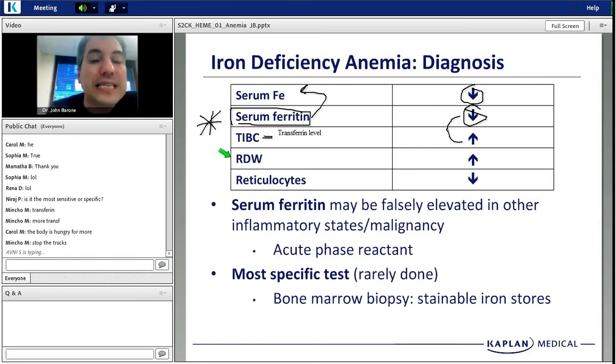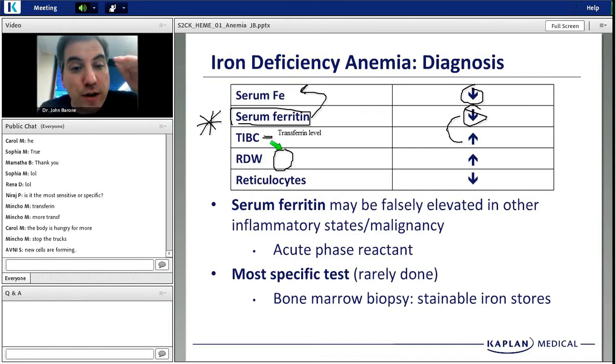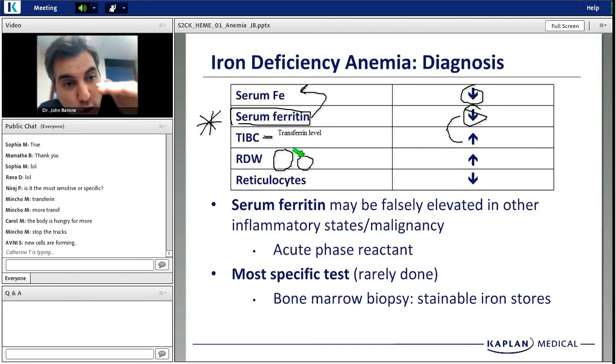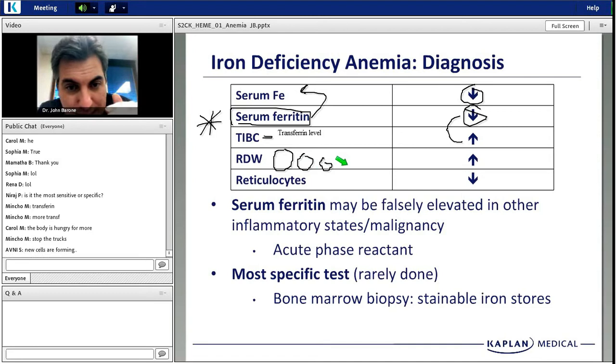Why is there anisocytosis? Well, remember, when you started out, you were normal. So you were making nice, beautiful, normal size red cells. Then you started to get a little bit deficient, so you started making a little bit smaller cells. Then you got more deficient, and you made even smaller cells. And then you got super deficient, and you were making tiny cells, right?